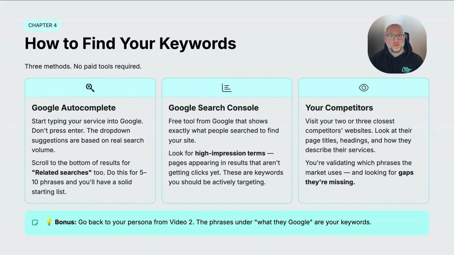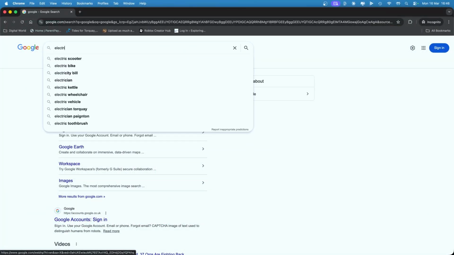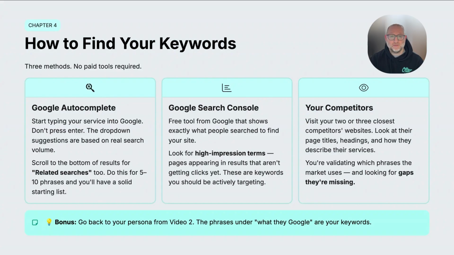So how to find your keywords? Here are 3 ways to find keywords right now without paying for any tools. 1, Google Autocomplete and related searches. Open Google and start typing what your customers might search for. Don't press enter yet, just watch what Google suggests. Those suggestions are Google telling you what real people are searching for right now. They're based on actual search volume. So write these down.